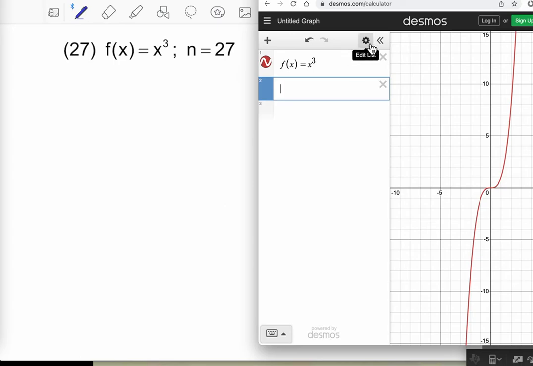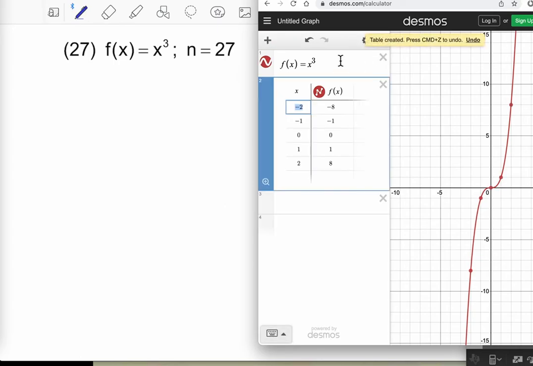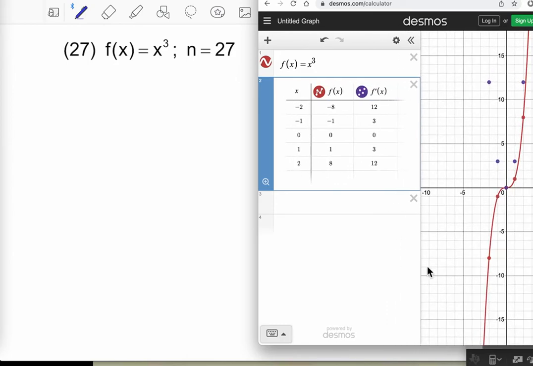Function, I need a table out of this though. So I'm going to click on this gear icon and click table. Then in a new column, I'm going to type in f prime of x, and that's going to give me my derivative values also. It wants to give me a table going from -2 to 2. Well, I need something that's going to get me as high as 27 in the y column. So not quite there yet. But it's also not going to just give me the derivative column. I have to type that in.